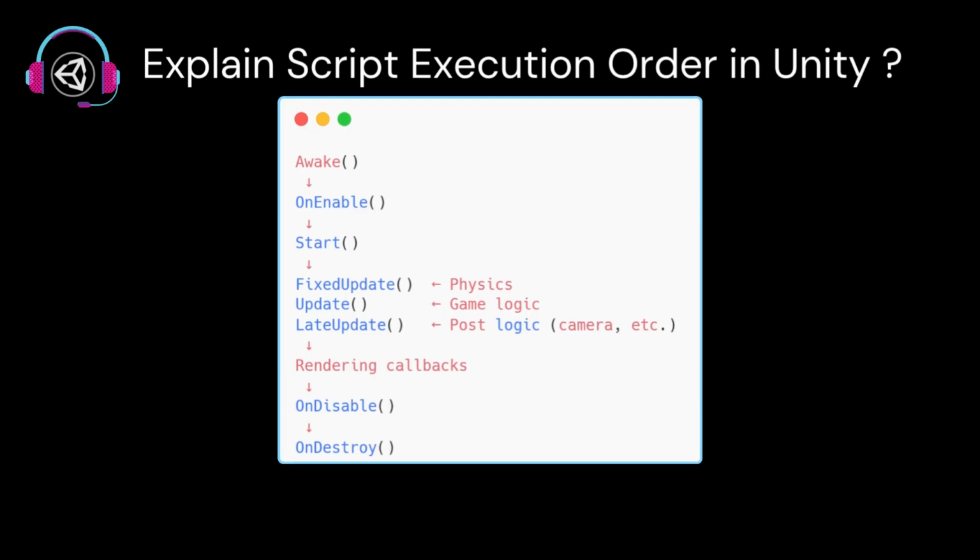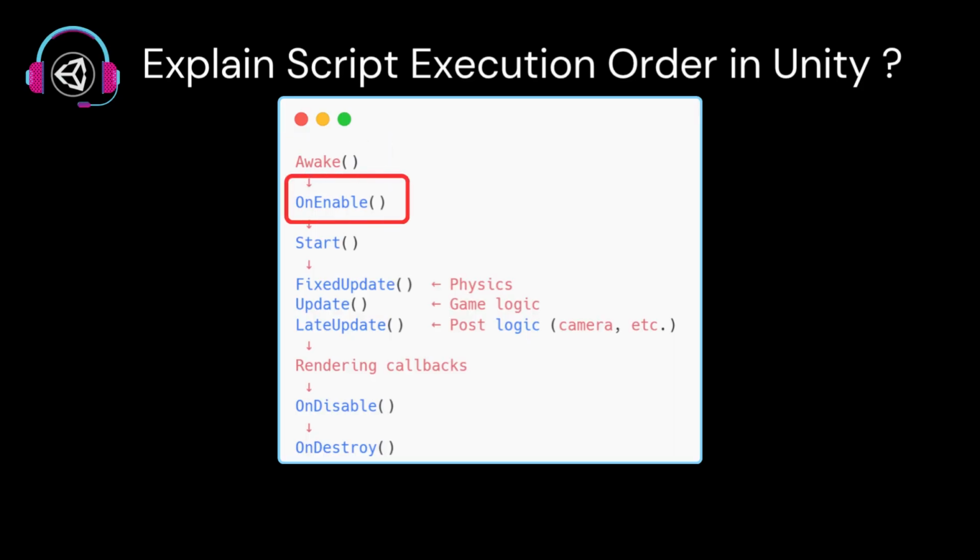When a scene starts or a game object becomes active, Unity runs initialization methods. First it calls Awake. This runs once when the script is loaded, perfect for initializing variables or loading data. It even runs if the script is disabled.